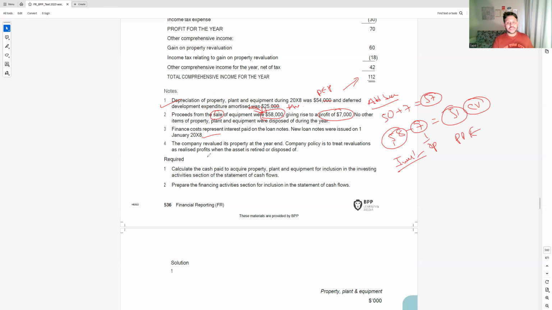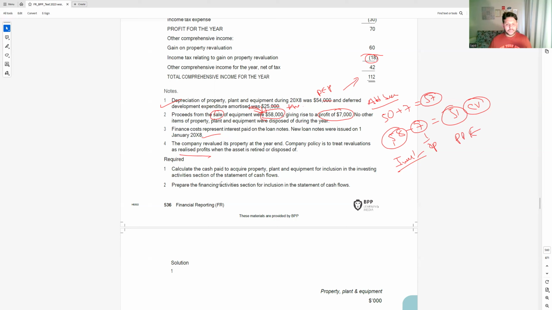The company revalues its property at the end of the year. Company policy is to treat revaluation as a realized profit when the asset is retired or disposed of. Now it is up to the company policy. They want to treat it as realized or unrealized, but they're telling us it is realized. For us, it's not our concern. If the question tells us the business considers it as realized, then we will accept it. If they say they don't realize it, we don't take it. But we only have to consider that if there is a revaluation, it will increase the value of the non-current asset anyway. Any time we have a revaluation surplus, we have to consider that. Here we have 8. We're going to follow our strategy anyway, regardless of what they're saying here.